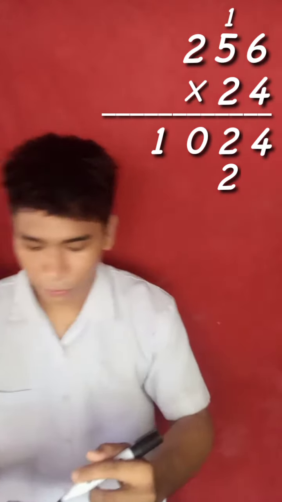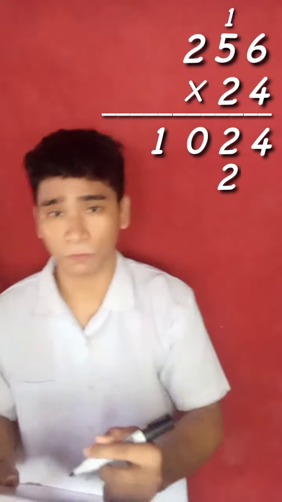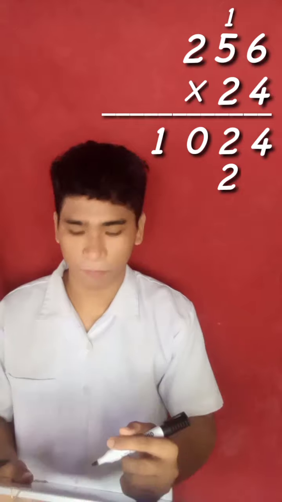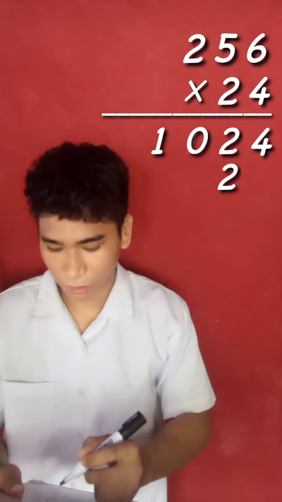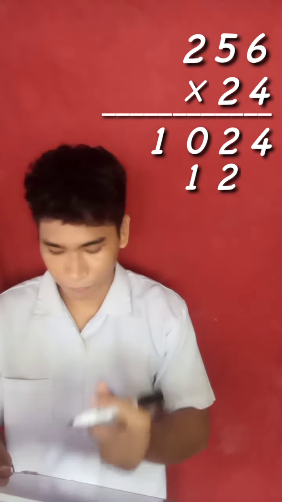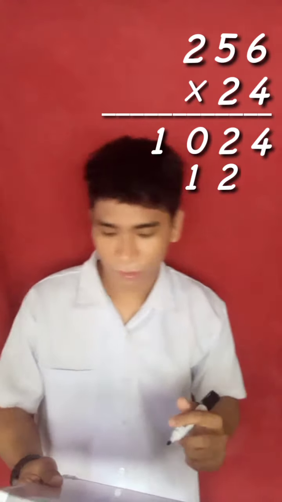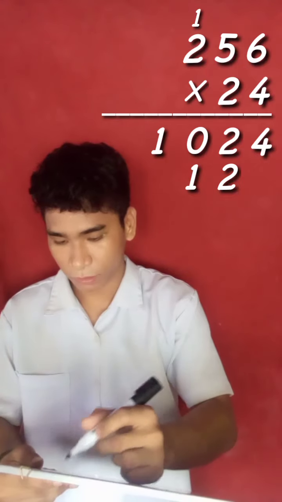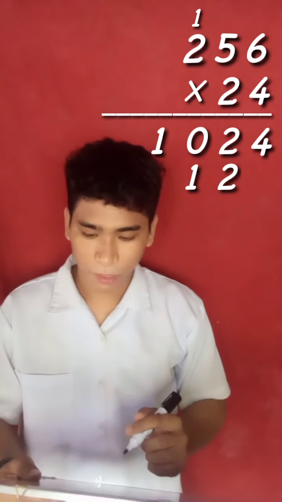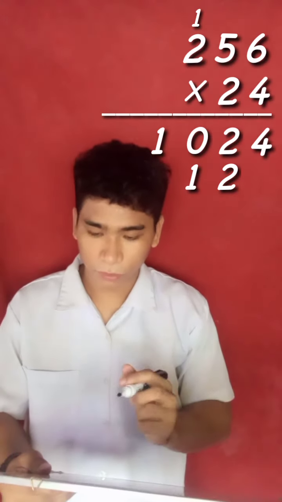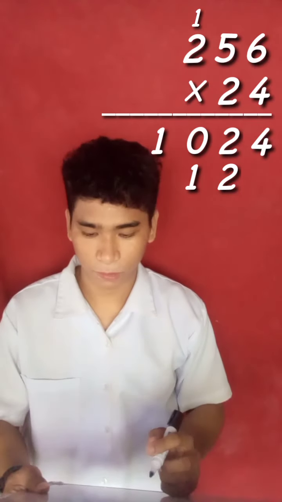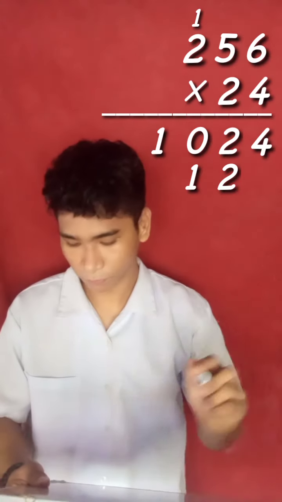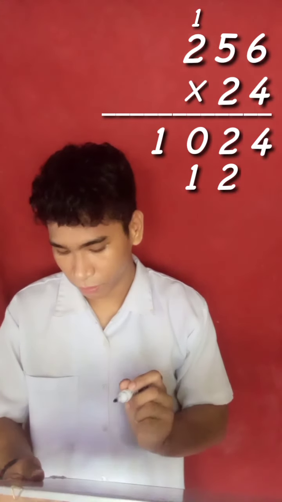Now, let's solve for the 5 times 2. 5 times 2 is equal to 10. Plus 1 is equal to 11. Bring down 1 here dito sa may 0. Baba ng 0. Then, isulat natin si 1 dito sa may 2. Now, for the last, with the 2 times 2 is equal to 4. Plus 1 is equal to 5. We have the 5.